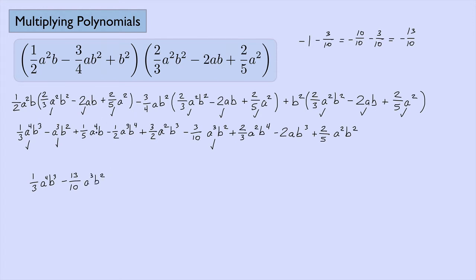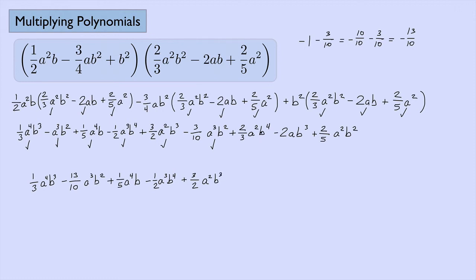Okay, next I have this, a to the 4th times b. I don't see that anywhere else, so I can just rewrite that one. That's 1/5 a to the 4th times b. Next I have a to the 3rd, b to the 4th. Don't see that anywhere else, so that'll be -1/2 a to the 3rd, b to the 4th. Okay, 3/2 a squared b cubed. Are there any other a squared b cubed terms? Nope. So this is plus 3/2 a squared b cubed.